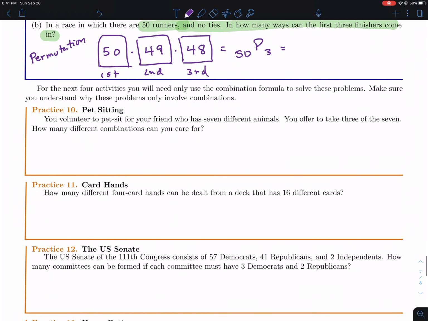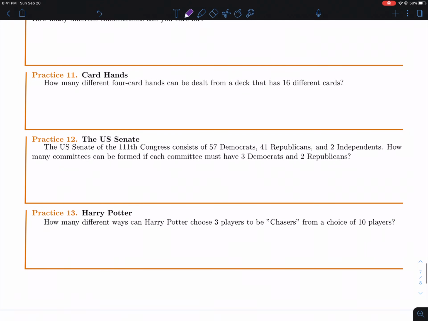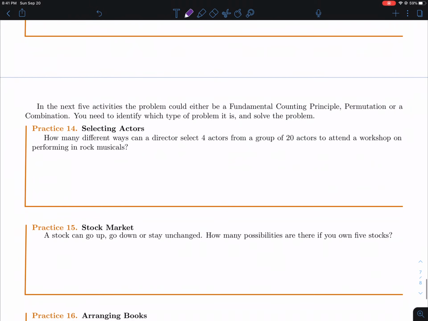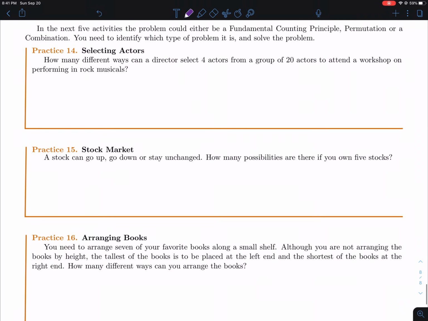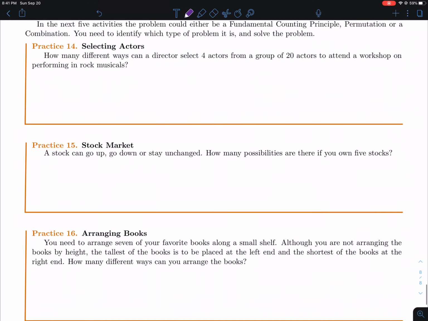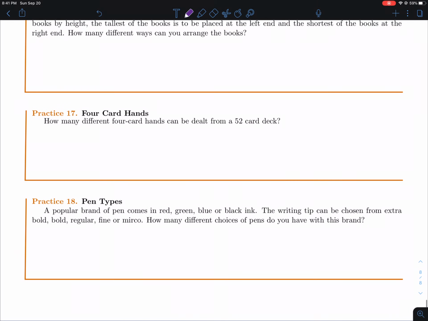Finally, there's a bunch of practice ones for you to do. Numbers 10, 11, 12, and 13 are all combinations, so you don't have to decide. You just use the C formula on the calculator to answer them. The next few here are all mixed. It could be a permutation, it could be a combination, it could be the fundamental counting principle. I'll leave those for you to try on your own.